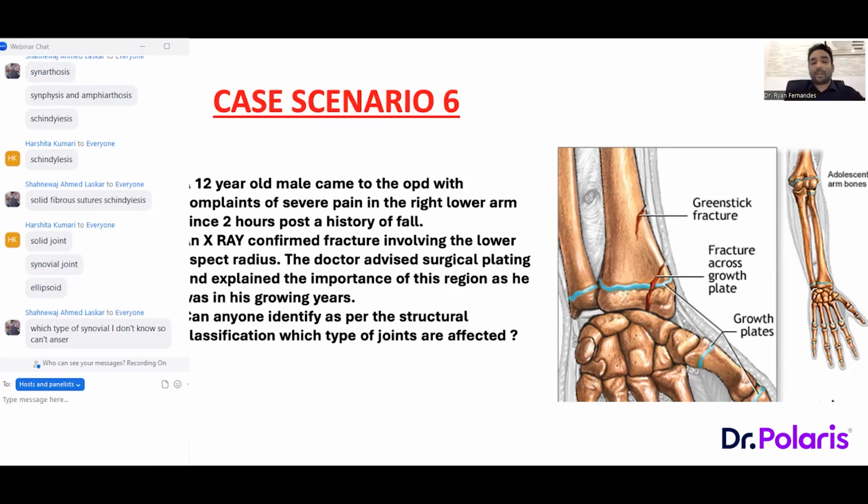Shahnawaz, I will clear your doubt along with this question itself. Don't worry. So now it's a 12-year-old boy. He has developed a fracture here. You can see one fracture line here. Can anyone identify? This is the radius, by the way. This is the metacarpal joints. Can anyone identify the structural classification of this joint? First, is it synovial or solid? And then based on that, what it is.